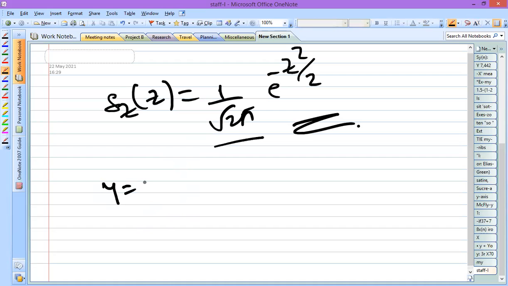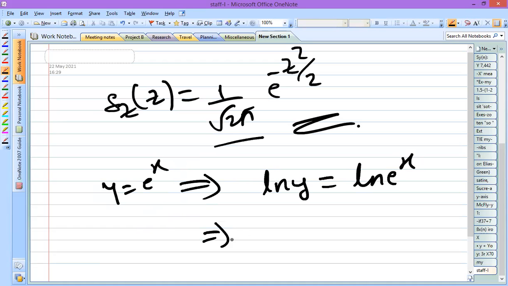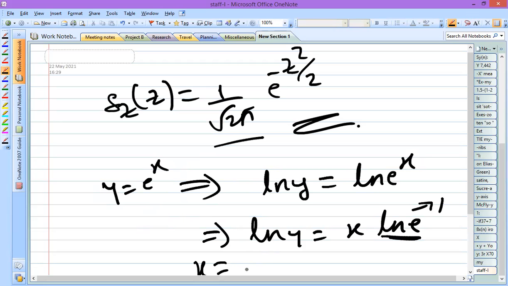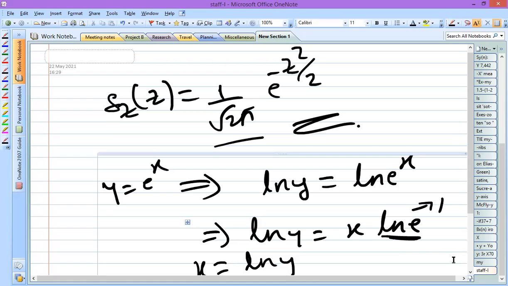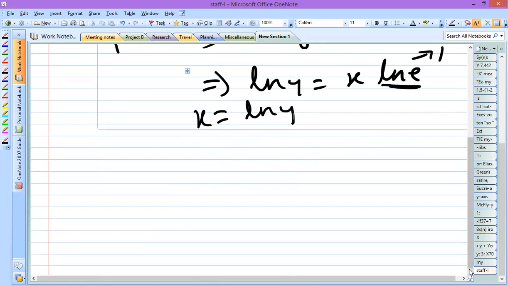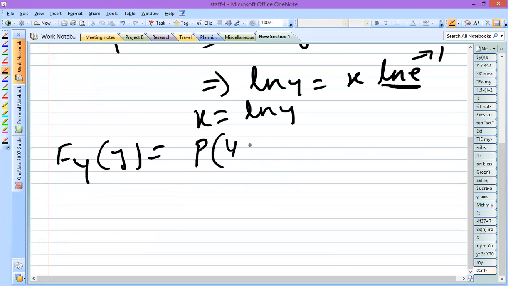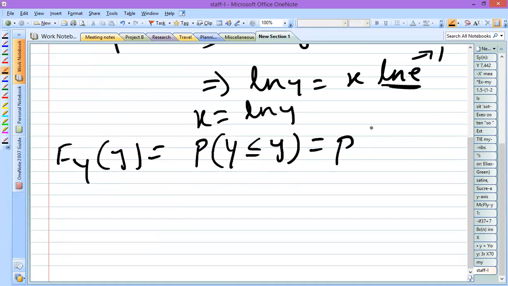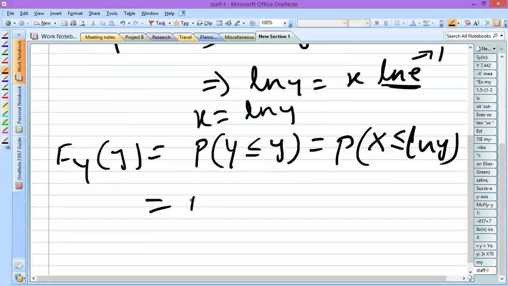We have seen y is equal to e to the power x, which is simplified by taking ln on both sides. Here we got ln y is equal to ln of e to the power x, which implies ln y is equal to x ln e. Ln e to the base e is nothing but 1. So we get the reverse equation as x is equal to ln y. After getting the reverse equation, the next step is to get the CDF. The CDF Fy of y can be obtained as probability of y less than or equal to y, which is equal to probability of x less than or equal to ln y. Now this is simply equal to Fx of ln y. Up to this it remains the same.